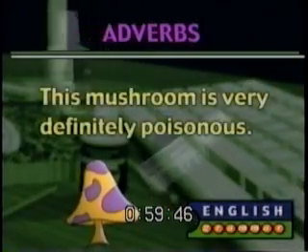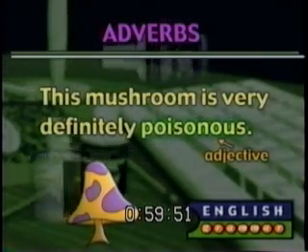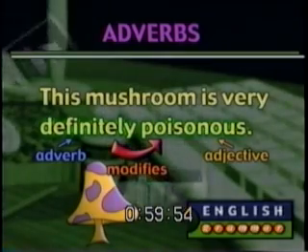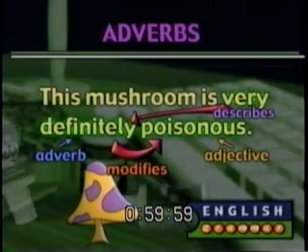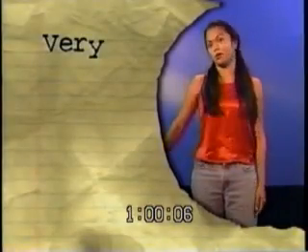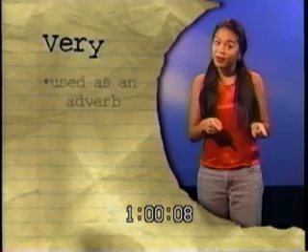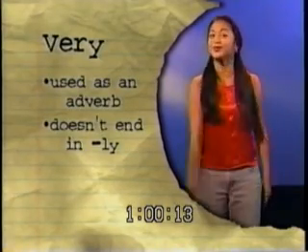Now, let's use an adverb to modify another adverb. Suppose we write, this mushroom is very definitely poisonous. Now we have an adjective poisonous modified by an adverb definitely. But notice how we also have the word very, which is describing definitely. This makes very an adverb since it's being used to describe another adverb. But wait, it doesn't end with an ly. Did you notice that very is being used as an adverb even though it doesn't end in ly? Yep, you guessed it, it's an exception.